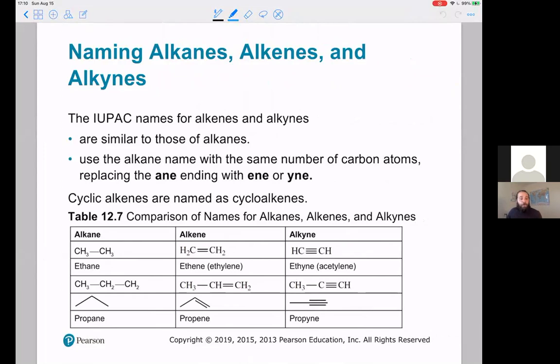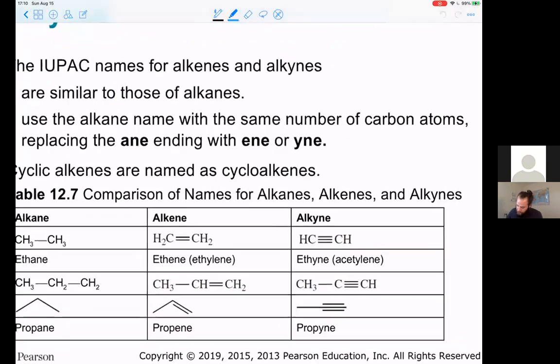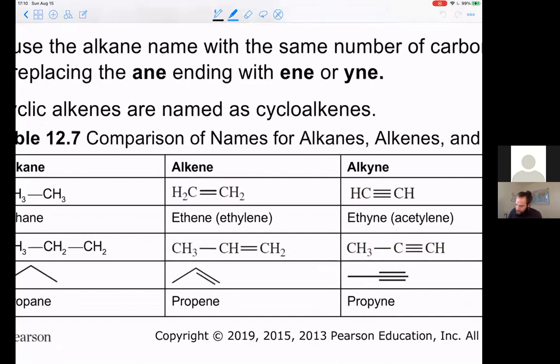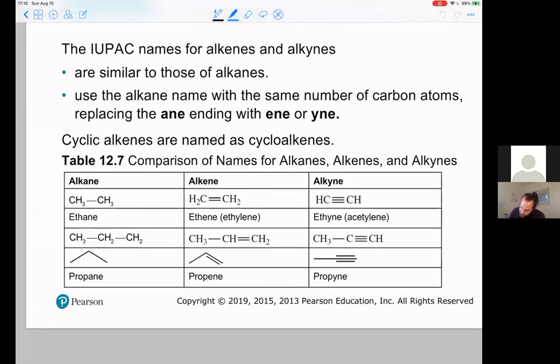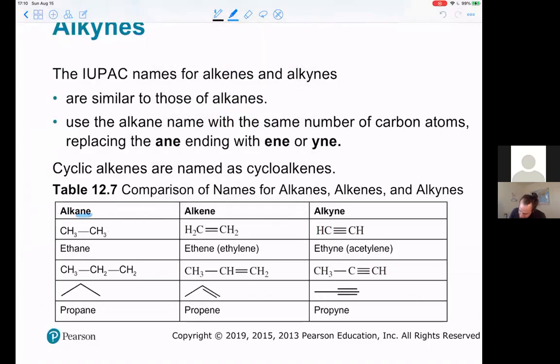The endings that we're going to use are different, and actually it's kind of nice because it's the same as the category itself. For our alkane, we had ethane, that ane ending. For an alkene, if we have 2 carbons, that would be ethene. If we had 3 carbons, that would be propene. Okay, actually, let me color code a little bit differently.